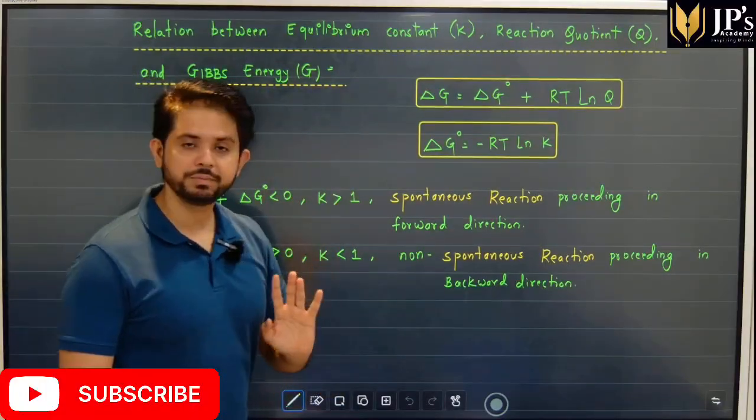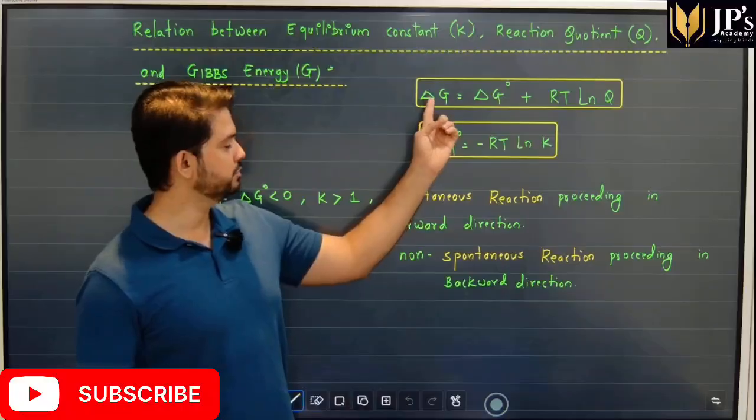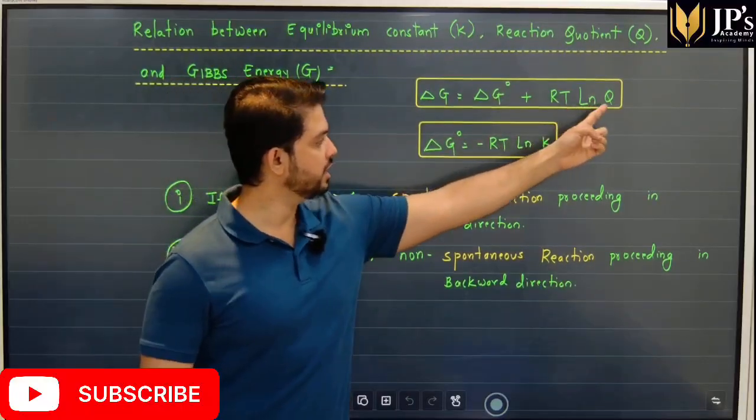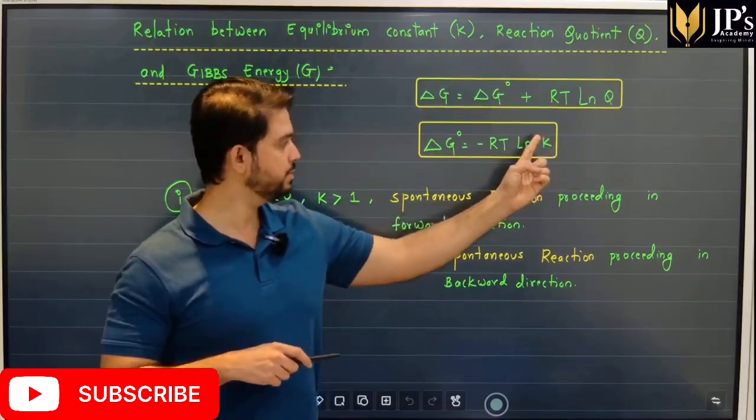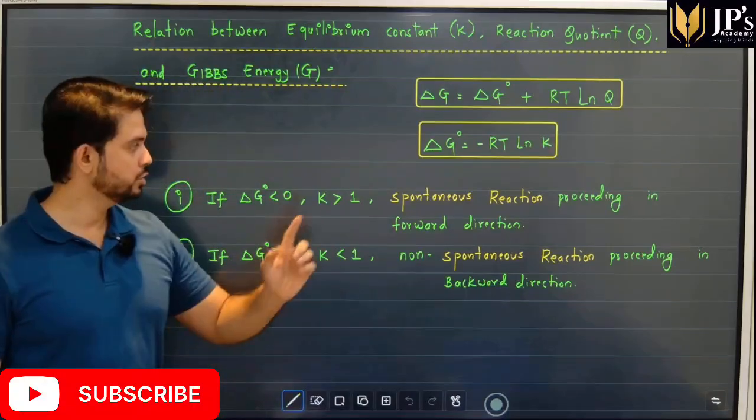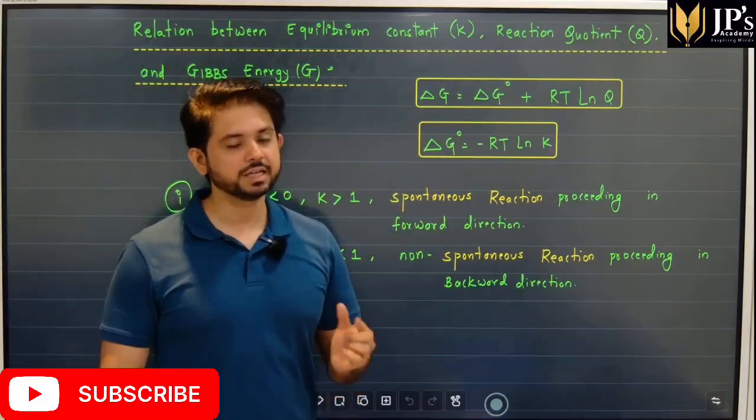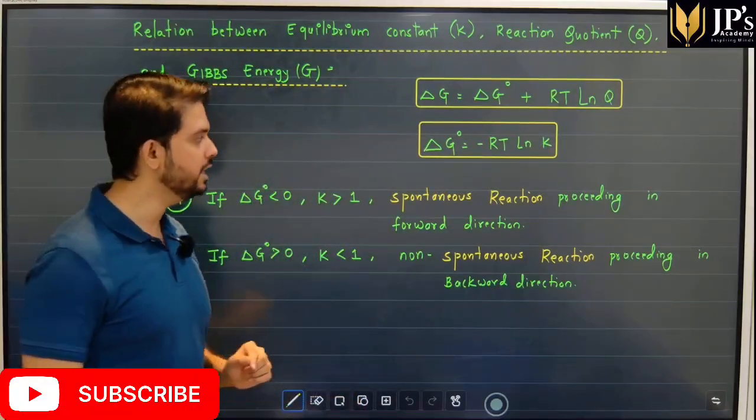We know that at equilibrium delta G is 0. So when you put 0 over here, the reaction quotient, which means we have reached equilibrium, becomes K. So the expression for delta G naught becomes: delta G naught is minus RT ln of K.